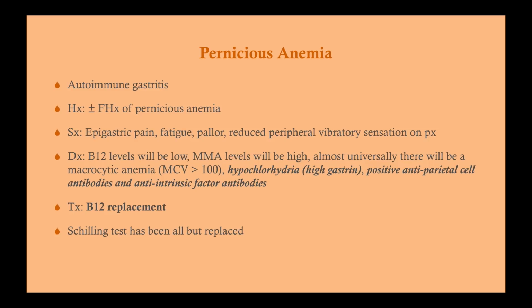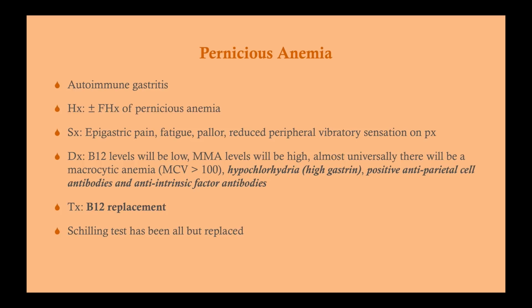So the history, look for a family history of pernicious anemia. For some reason, it tends to cluster in families, but I don't think the majority of them do have a family history. So that'll typically be absent, but a positive family history is suggestive. Symptoms include epigastric pain, fatigue, pallor, reduced peripheral vibratory sensation on physical examination, basically gastritis and B12 deficiency. Diagnosis, B12 low, MMA high, almost universally, macrocytic anemia. Again, looks just like the gastritis due to B12 deficiency.